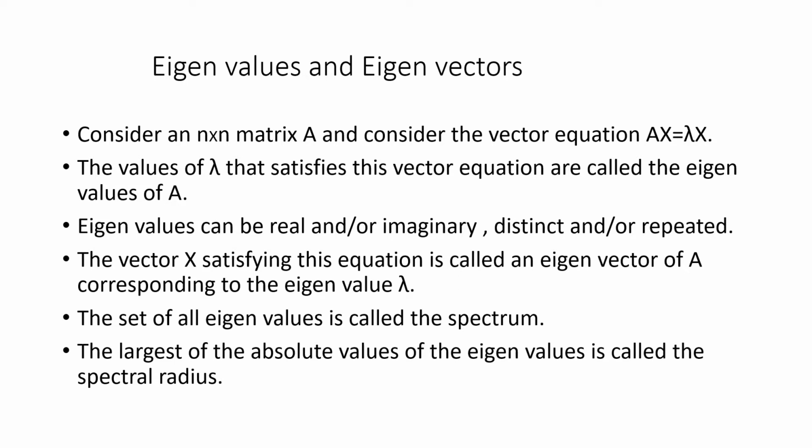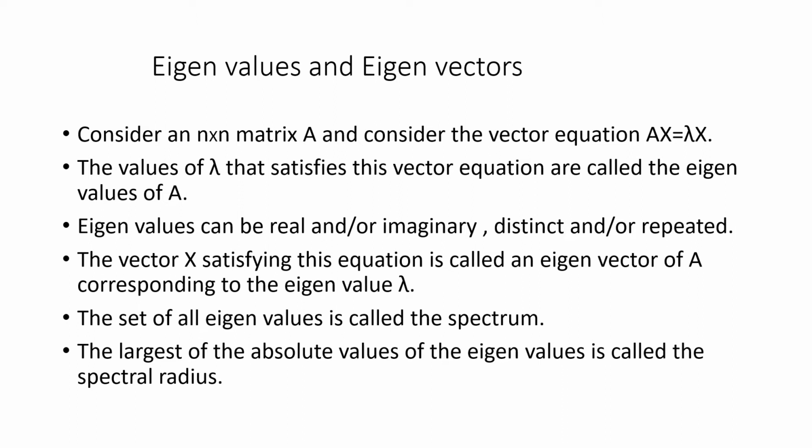If A is an nth order square matrix and x is a column vector of n unknowns, consider the equation Ax equals lambda x, where lambda is a constant. The values of lambda that satisfy this vector equation are called the eigenvalues of A, and the vector x satisfying this equation is called the eigenvector corresponding to lambda.